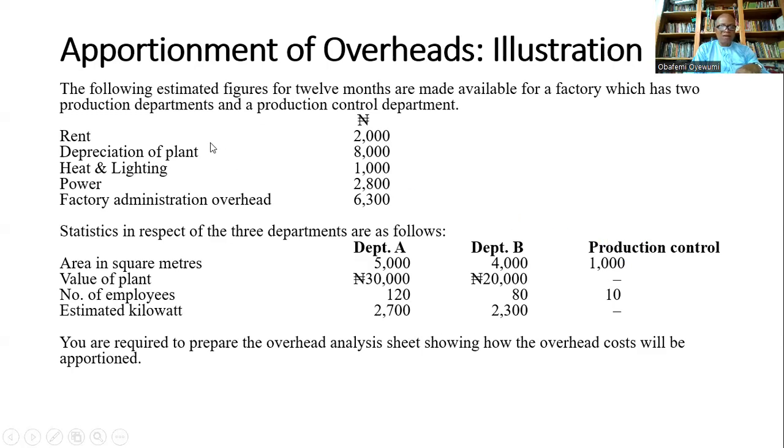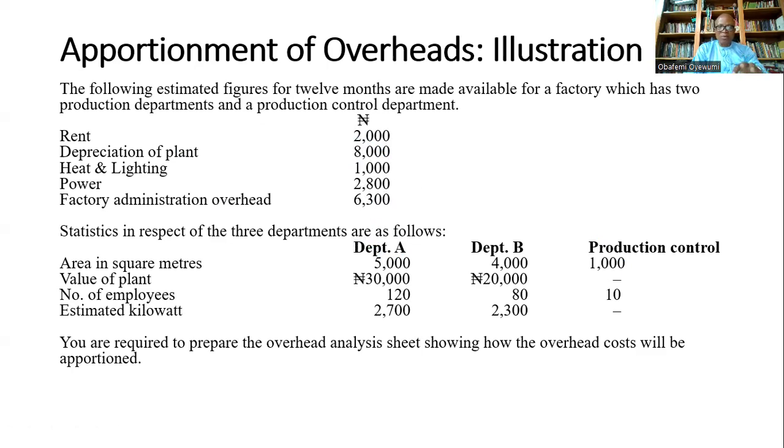All right. So we have the different overheads. Rent is 2,000. Depreciation of plant is 8,000. Heating and lighting 1,000. Power 2,008. Factory administration overhead. So these are shared costs, and this shared cost must now be distributed and apportioned to the different departments, making use of this shared cost. So that's what we are referring to.